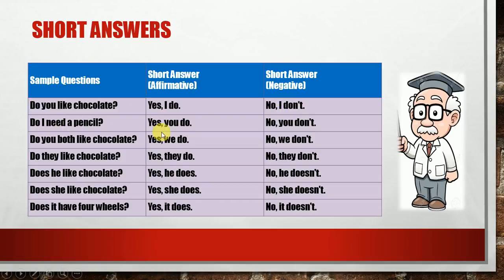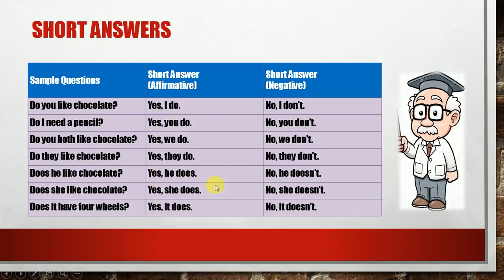So here we have some examples. For example, do I need a pencil? Yes you do. Why did I use the word you? Because I'm asking, do I need a pencil? So I'm not going to answer myself, right? I'm asking someone else. And here you can see the change of the subject. This is a particular case. And in a negative way, you say no, you don't, or no, we don't.